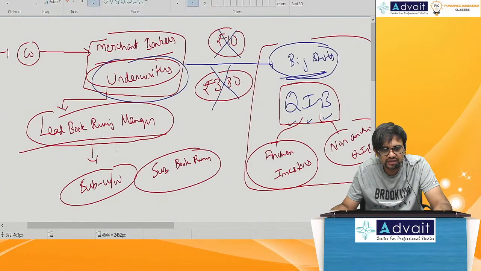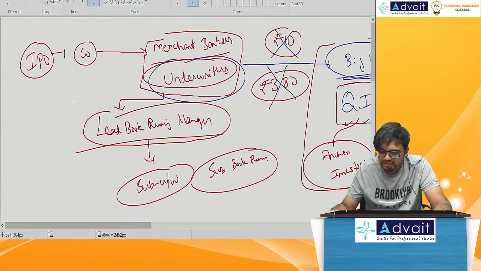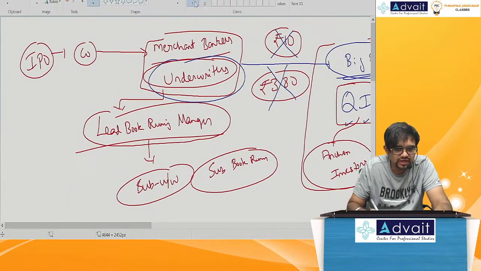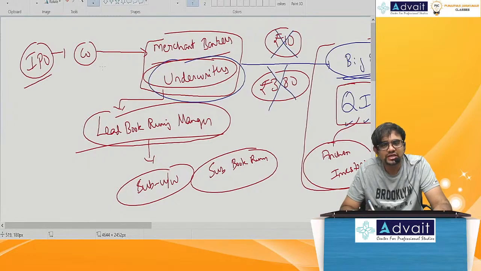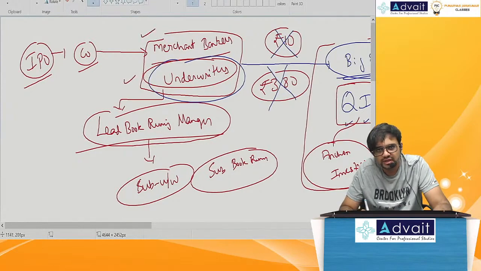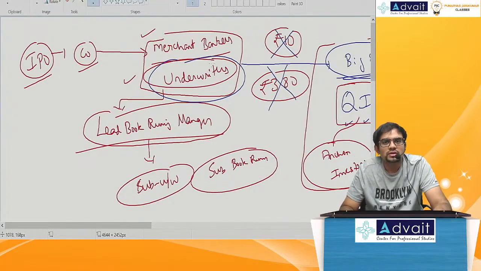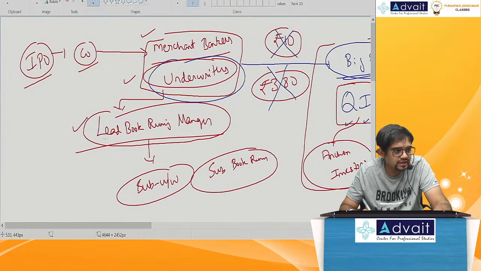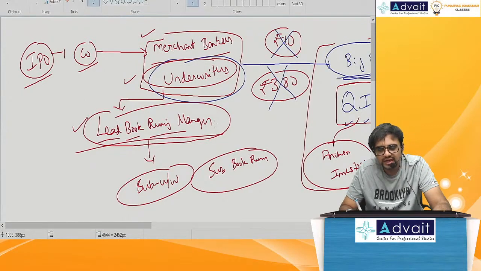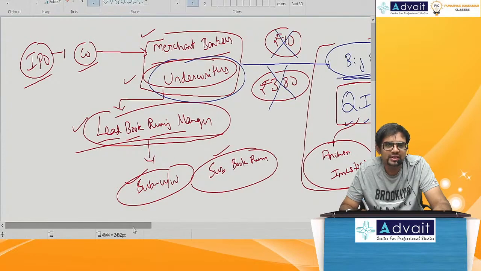Very simple guys. If I take a normal scenario, if there is an initial public offer, the company will appoint certain people, and those certain people are called as merchant bankers or underwriters. So merchant bankers or underwriters are appointed by whom? The company. And the underwriters or merchant bankers will appoint further people known as the lead book running managers. Lead book running managers. And under them, they have sub underwriters or sub lead book running managers.